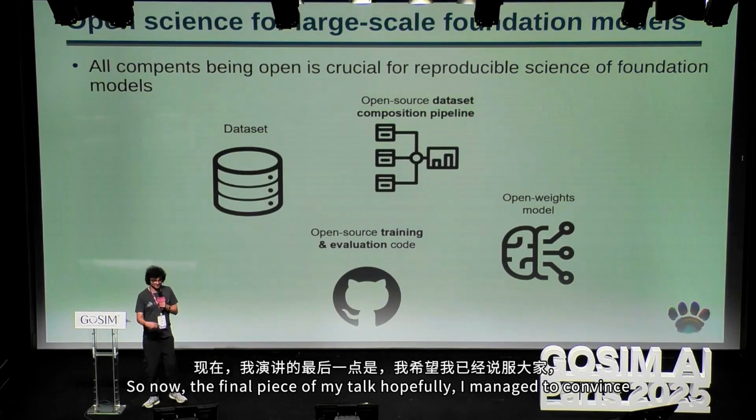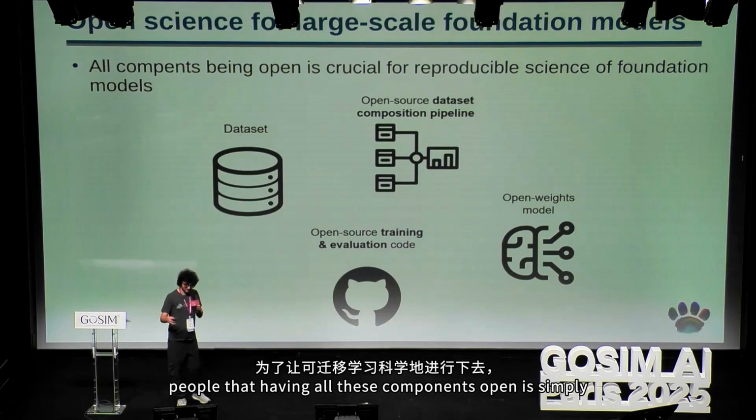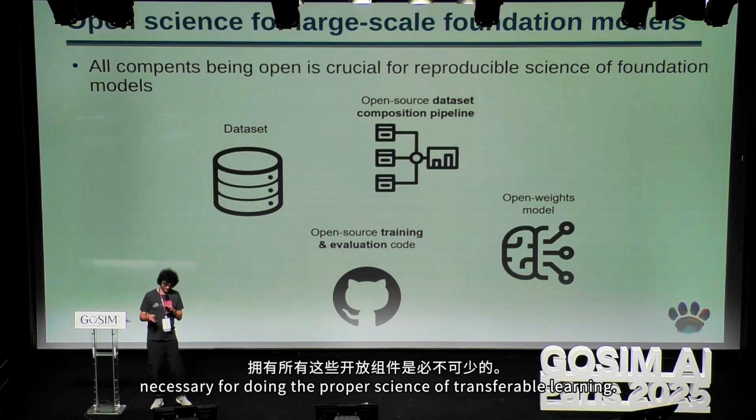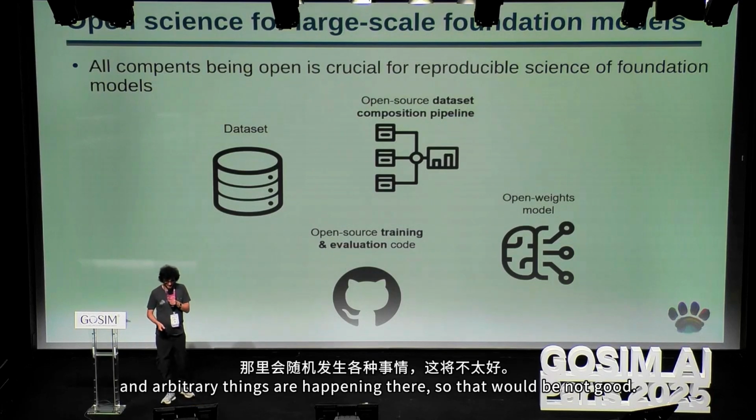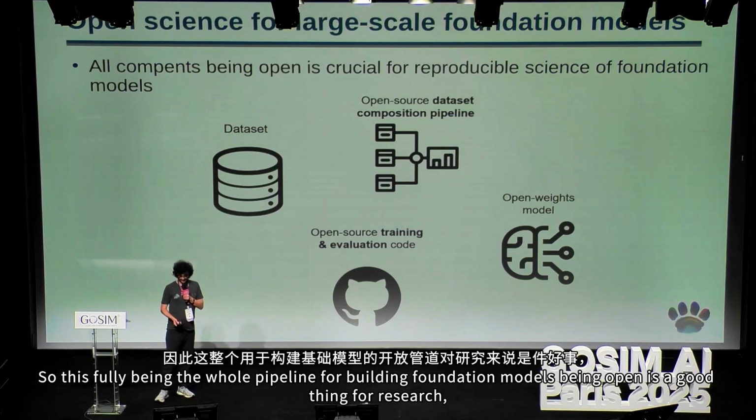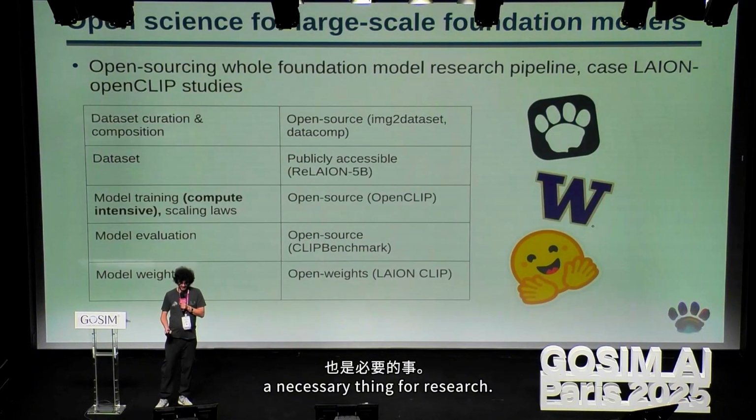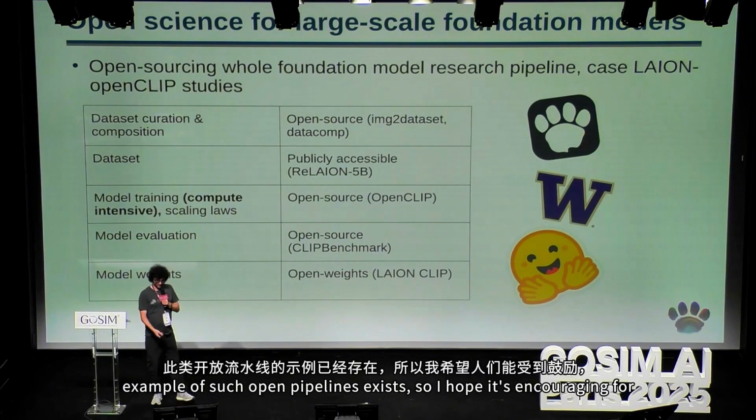Hopefully I managed to convince people that having all these components open is simply necessary for doing the proper science of transferable learning. Otherwise, you are simply tapping a bit in a landscape that you don't understand, and arbitrary things are happening there, so that would not be good. So the whole pipeline for building foundation models being open is a good thing for research, a necessary thing for research.